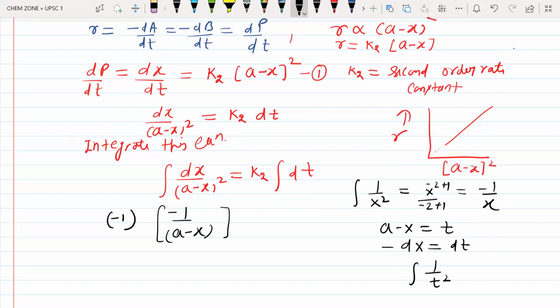So in place of a minus x square, we can write 1 upon t square. In place of dx, we can write minus dt. Now, if you integrate this, you will find that the integration of t square is minus 1 upon t. Hope you understand this step.